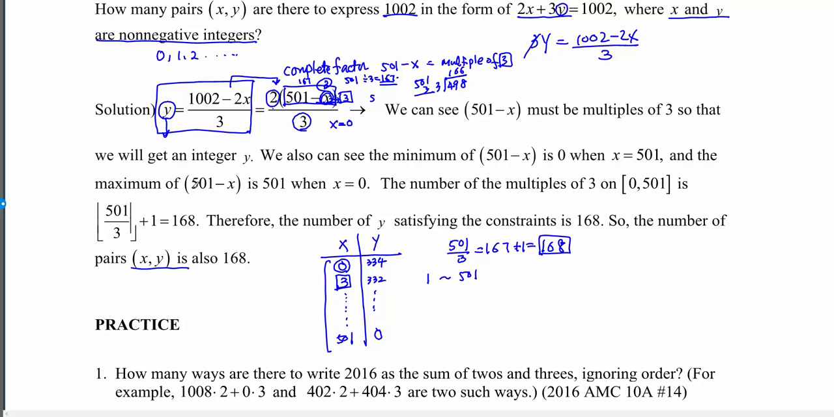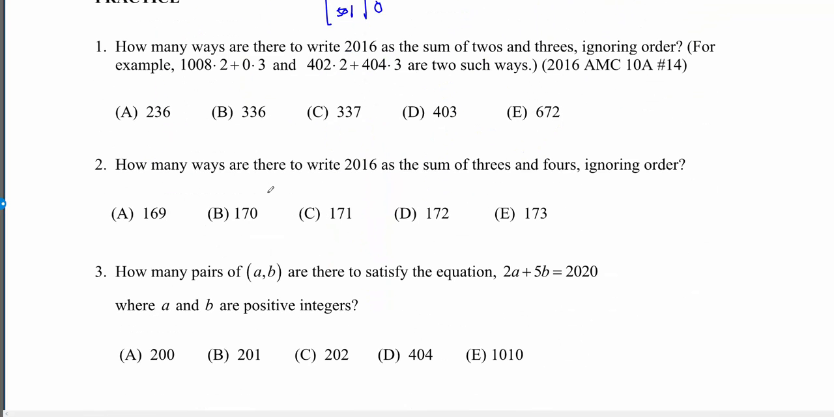Follow the rule: first express one variable, factor the other, and from there we try to find the searching area, or a narrow searching area. All right, so we're going to try number 1 over here.